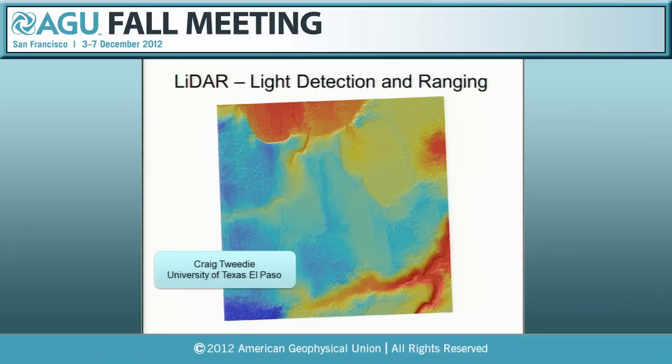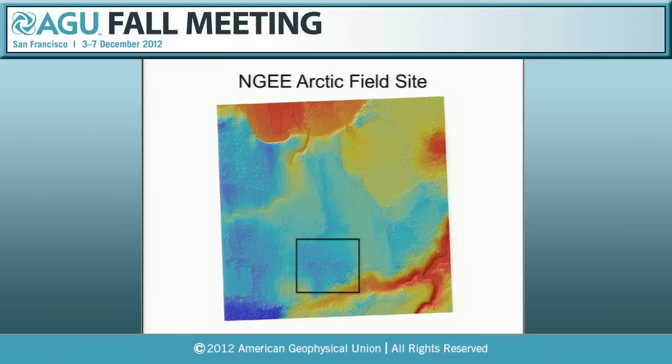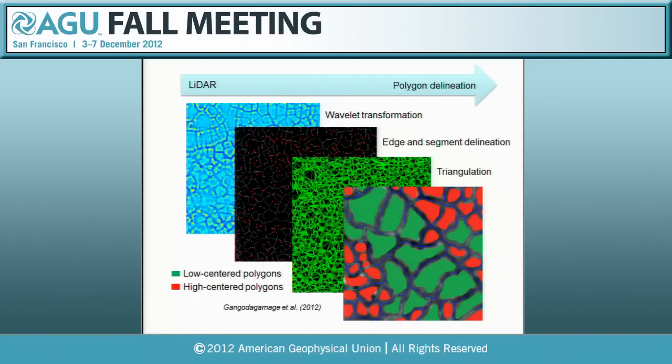And so we've been fortunate in the first year to have access to LIDAR imagery for our field site, thanks to Craig Twitty at the University of Texas at El Paso. We can identify our field site, and then using a number of techniques, wavelet transformation, segment delineation, triangulation, we can actually move from that LIDAR imagery to a definition of low-centered and high-centered polygons for our field site. So this begins to allow us to characterize that interstitial tundra, if you will, much more finely and relate to some of our process information. And this is work that's being done at Los Alamos National Laboratory.